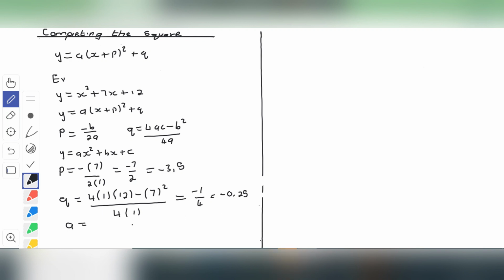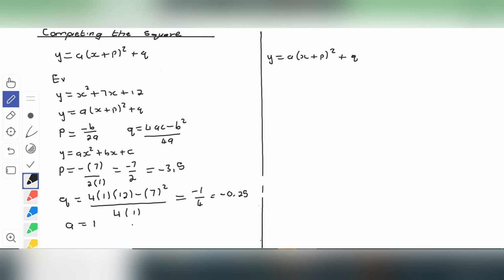We know that a is the coefficient of x squared, which from our given equation is 1. So now we're going to write that equation of ours again, which is y is equal to a into x plus p all squared plus q. Where we see a, we're going to replace it with 1. Where we see p, we're going to replace it with negative 3.5 or minus 7 all over 2. And where we see q, we're going to replace it with minus 1 all over 4 or minus 0.25.